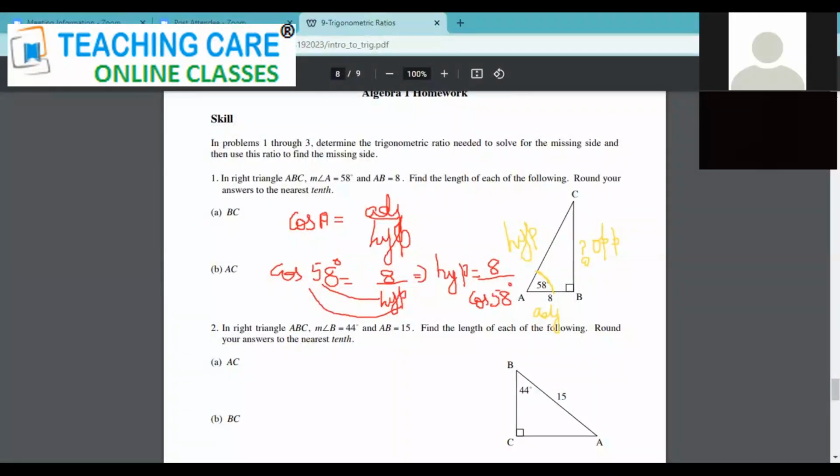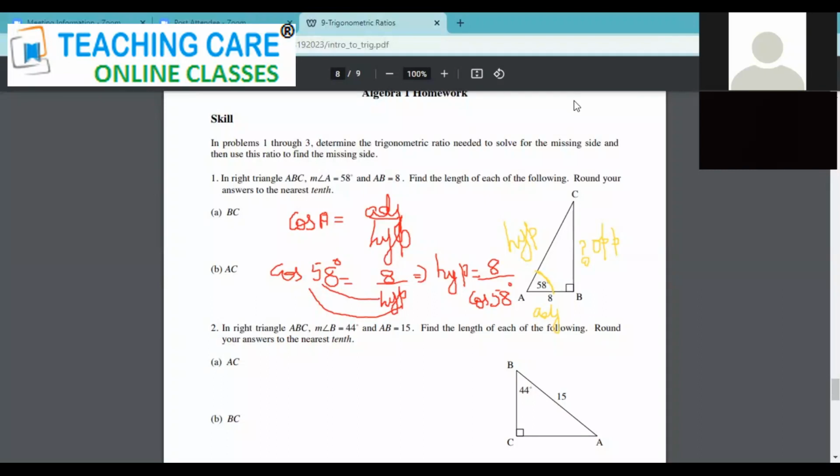Okay. So, trigonometric function, cosine of 58 degrees. 0.52 I'm getting. Okay, got it? So I have to divide 8 by 0.52.